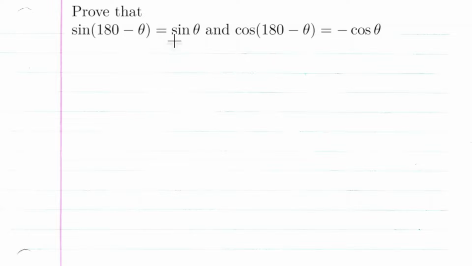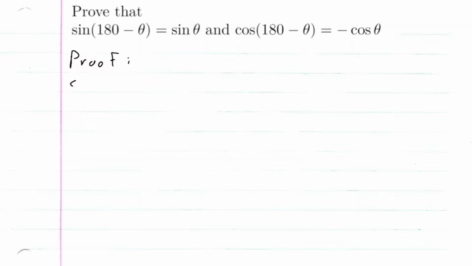Okay, so I'm going to prove these two properties that will be useful to us when we start the proofs for the law of sines and the law of cosines. So the first one is sine of 180 minus theta is equal to sine of theta. So let's go ahead and prove that one. So, proof.